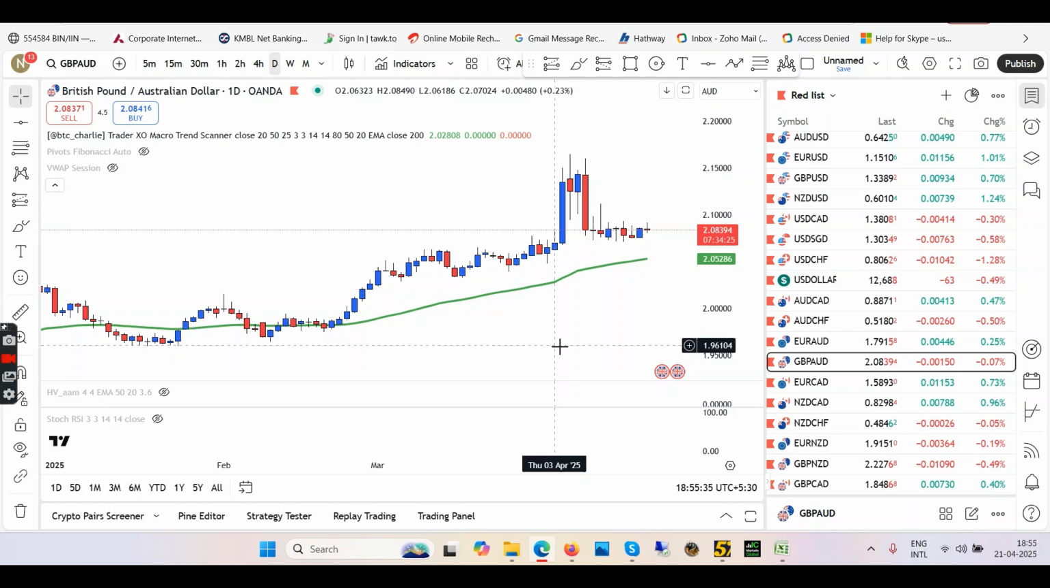Now, what do we do now? By now we know that GBP AUD is in the uptrend, so we are only looking for buys. Okay, no reason to sell. We are only going to buy. Okay, where do we buy? Quite simple. Come to 4 hour.